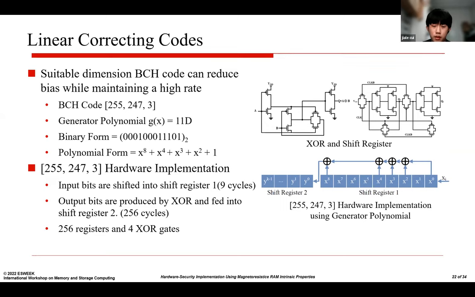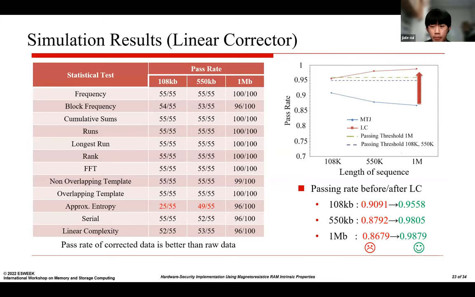A total of 256 registers and 4 exclusive OR gates are required to implement this BCH code. We rerun the NIST test using the processed data. The pass rate has a significant improvement after linear correcting processing. From the red figure, we can see that the proposed TRNG has a stable pass rate for different lengths of sequences.